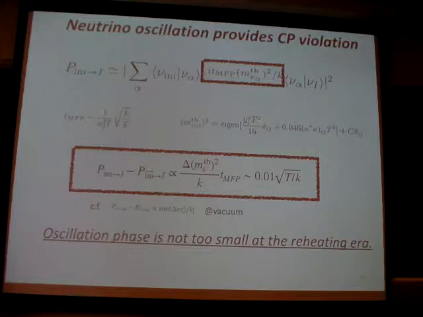And then we can estimate the oscillating phase to be 0.01, and so the CP violating probability is proportional to this oscillating phase. This is also analogous to the ordinary neutrino oscillation. So we can say that the oscillation phase, or the CP violation, may not be too small at the reheating era due to the thermal effect. So actually, this is a key point of my talk. So in the end of the day, the thermal contribution is very important for this mechanism to work, yes? Yes. Okay.